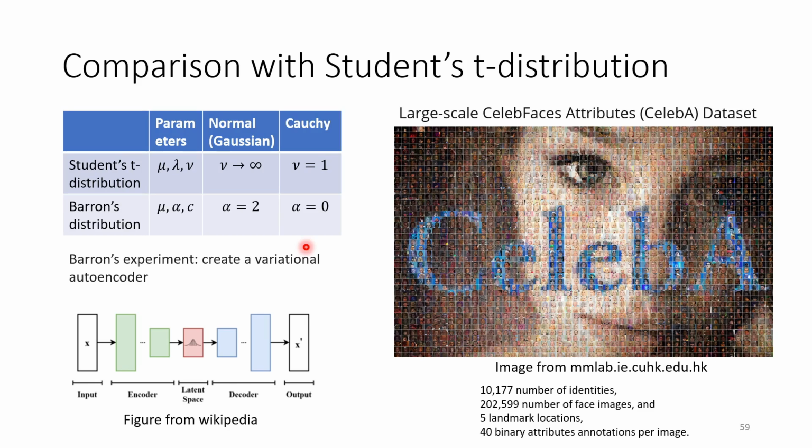And if so, the next question is: is there any advantage in which Barron's distribution is better than the Student's t distribution? In Barron's paper, he shows some experimental results to prove there is an advantage. His experimental result uses a variational autoencoder. The concept of a variational autoencoder is given here, let me enlarge it.